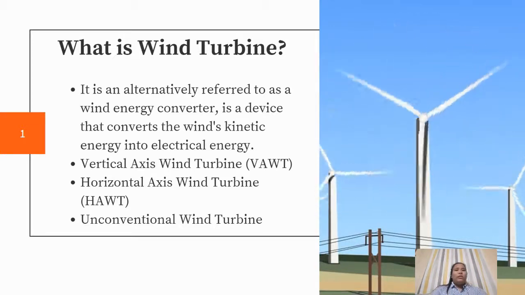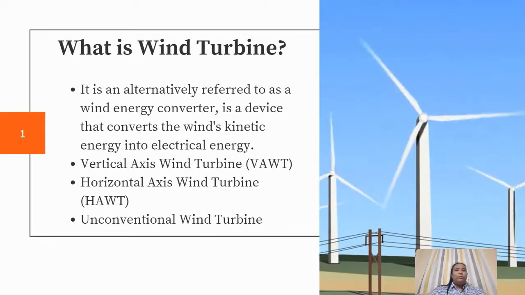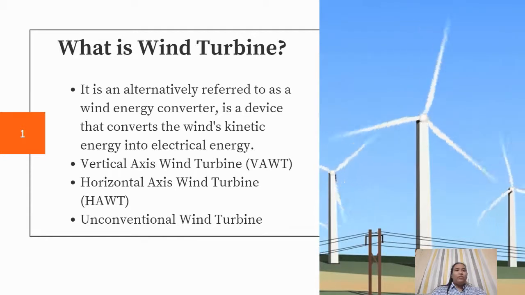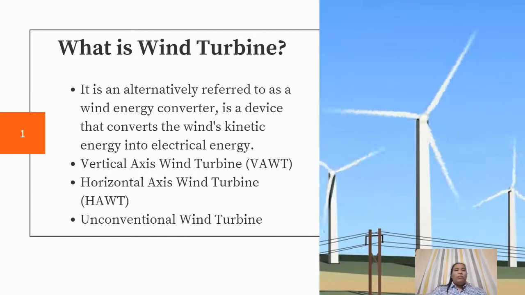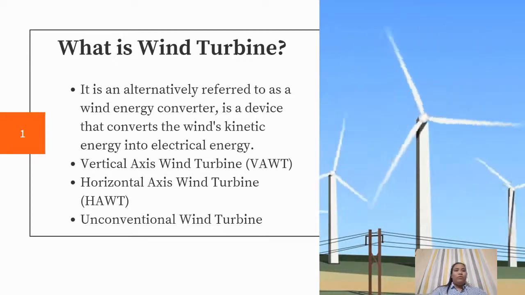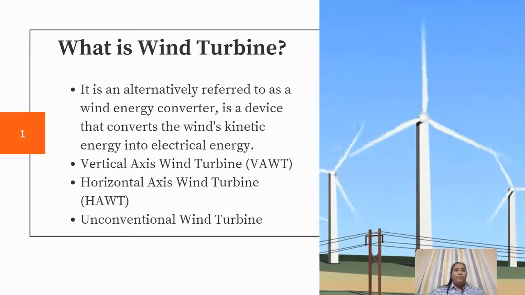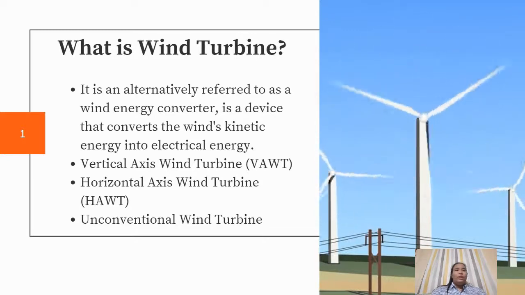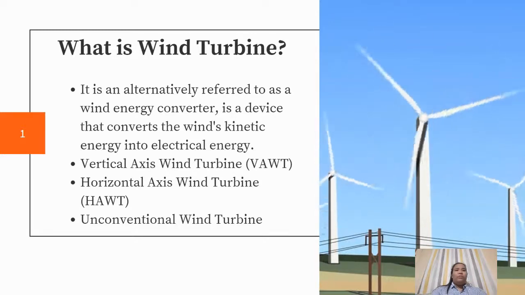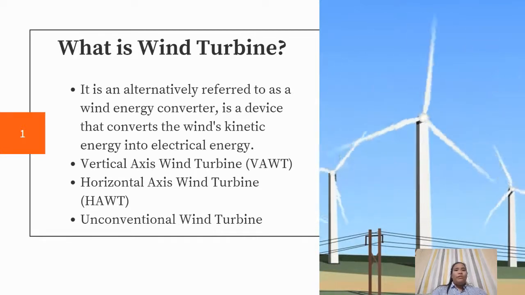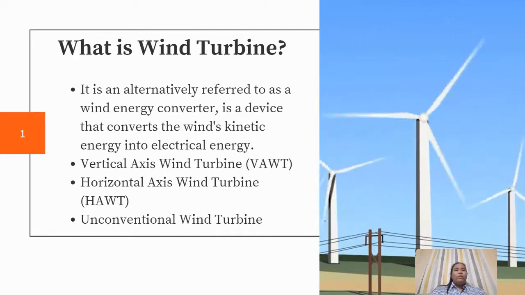Horizontal axis. The horizontal axis turbine is a large three-bladed horizontal axis wind turbine, with blades upwind of the tower, and it produces the overwhelming majority of wind power in the world today. These turbines have the main rotor shaft and the electrical generator at the top of a tower and must be pointed into the wind.